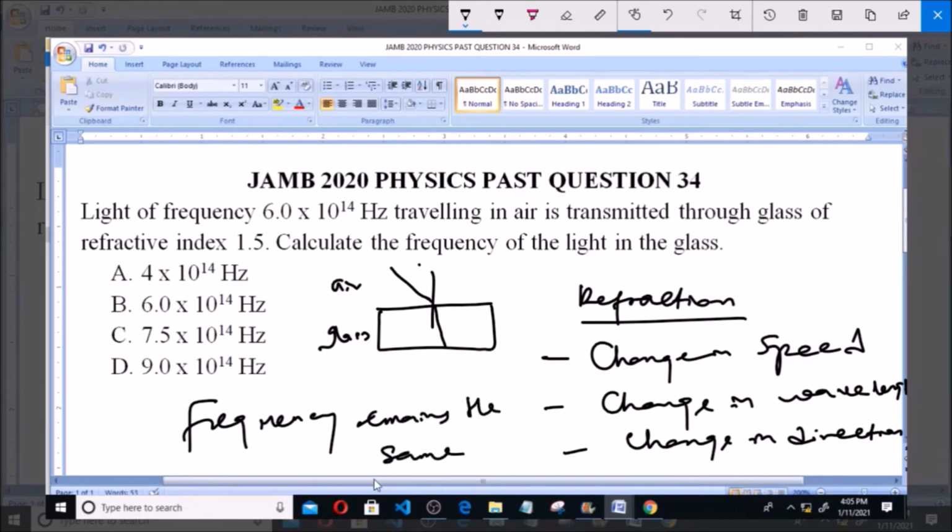So no matter the refractive index of the glass, the frequency of the light will remain the same in the glass. And like we are given here, the frequency of the light is 6.0 times 10 to the power 14 Hz. So also it will be in the glass, 6.0 times 10 to the power 14 Hz.